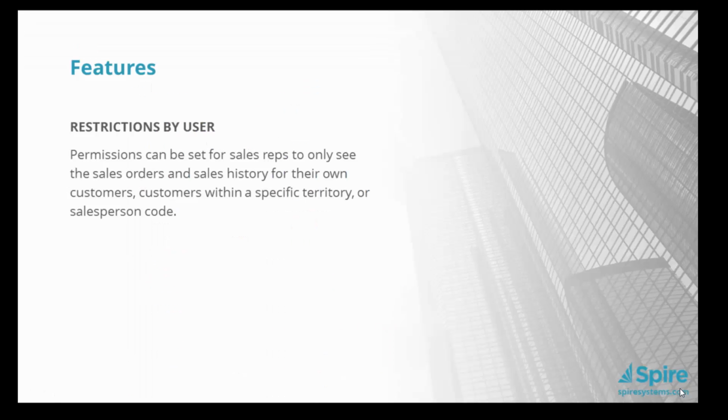Permissions can be set for sales reps or territories to see only the sales orders and the sales history from their own customers and customer lists within a specific territory or salesperson code. Therefore, when a user logs in, has those restrictions added, they only see their own sales history and their own customers.